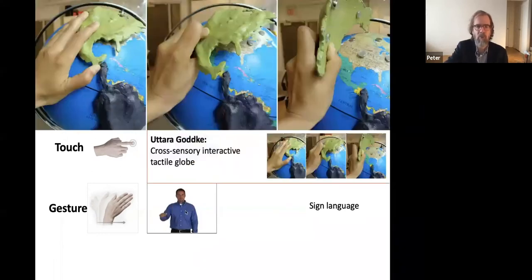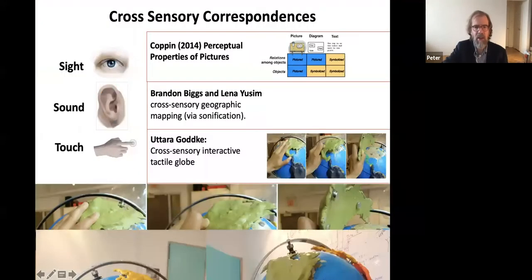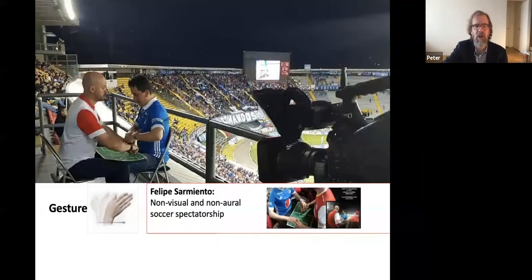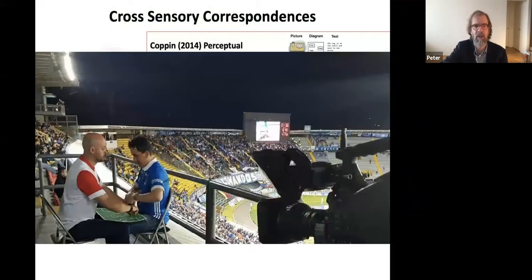Then we're going to talk about the use of tactile representation. This is Utara Godke's major research project, which is our version of a design thesis. It is a cross-sensory approach because it uses audio for the labels, for the more symbolic names of different country and city names. And then, believe it or not, we got into gesture with Felipe Sarmiento's major research project, which dealt with non-visual, non-aural soccer spectatorship for the blind.